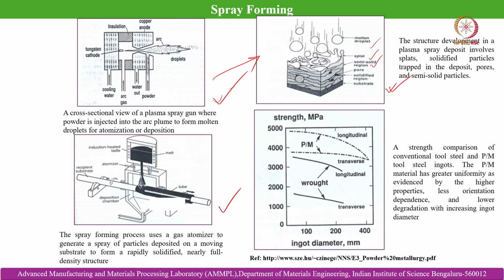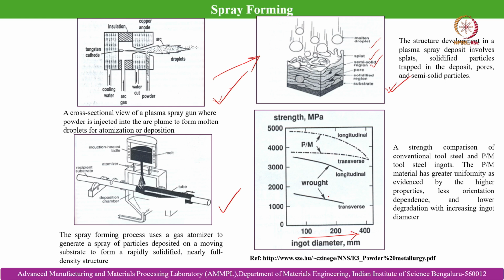So, this plot shows a strength versus diameter plot for different preparation techniques of the same material. It is a strength comparison of conventional tool steel and powder metallurgy tool steel ingots. The PM material has greater uniformity, as evidenced by the higher properties, less orientation dependence and lower degradation with increasing ingot diameter. As we keep increasing the ingot diameter, there is a decrease in the strength attributes, which is common in both wrought form and PM processed form.